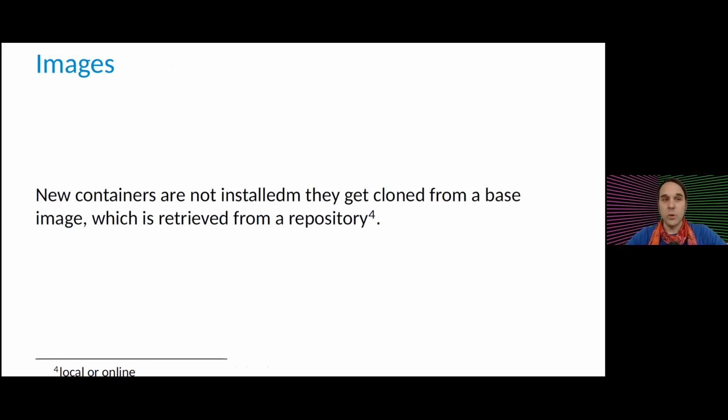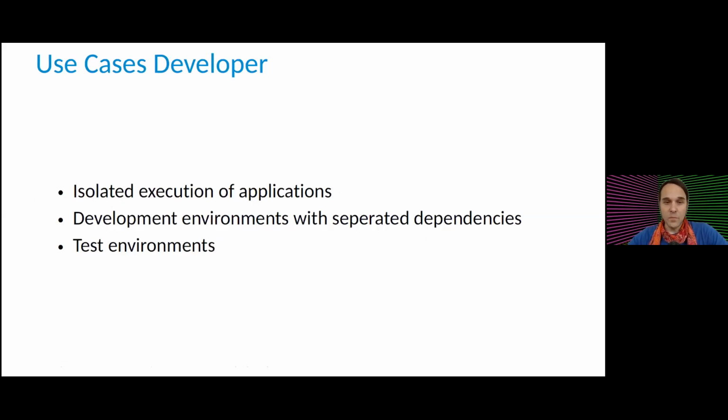Of course, you can use the REST API via a browser or direct HTTP calls as well, but that's rather unusual. What you're doing, as opposed to a virtual machine, is you're not installing a new operating system, but you're getting a base image for a distribution you want to use, and then you're just cloning this image to start a new container. There are online repositories which will give you access to a wide range of those images.